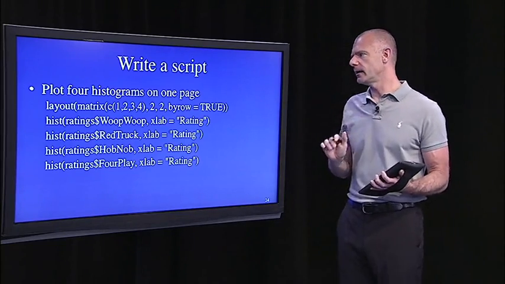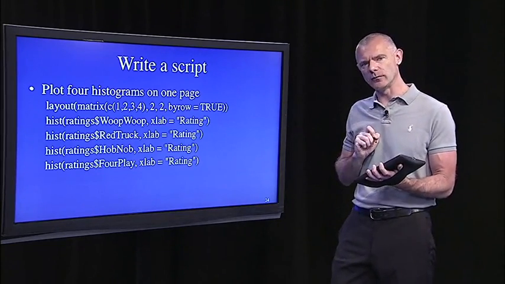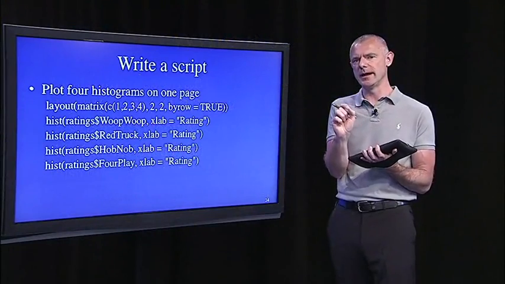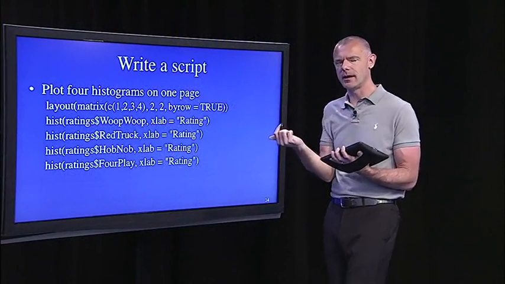So the way to do that is to use what's called the layout function. And by doing layout, matrix, combine 1, 2, 3, 4, 2, 2, byrow equals true, that's a lot of fancy code just to set up my page so that I can present 4 histograms on one page. So let's unpack that line of code.